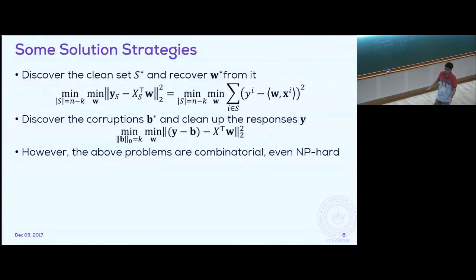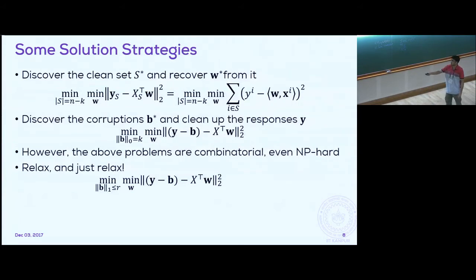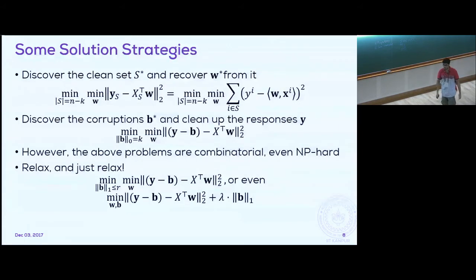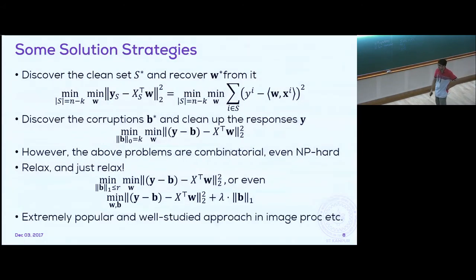By the way, versions of both these problems are NP-hard because of their combinatorial nature. So one of the most immediate things one can do is relax these problems. In fact, this problem is just begging to be relaxed. Instead of the L0 norm, you can have the L1 norm, or you can just do a regularized version of the problem. And this approach is very popular and very well studied in many areas, including image processing.